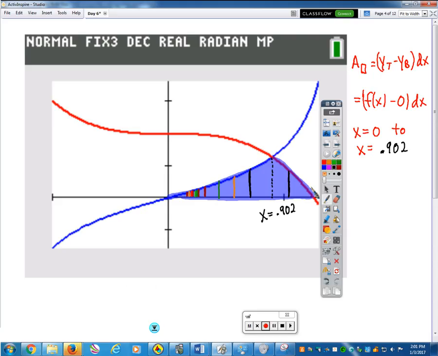So what we have to do is, this is going to work just fine to find all of these little rectangular areas, because every one of those rectangles has the same pattern. The top of the rectangle is simply a y coordinate on the f function. This is f of x. And the bottom of every rectangle is a y coordinate of 0. So taking the function's value minus 0 is going to find perfectly the length of any of these rectangles all the way to here.